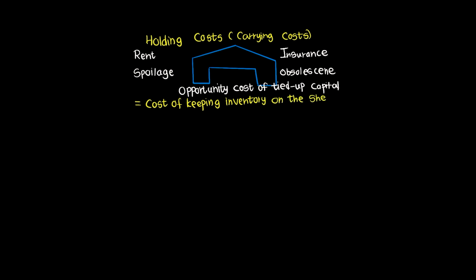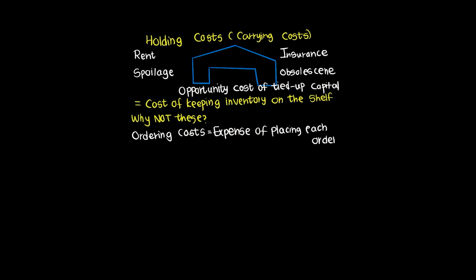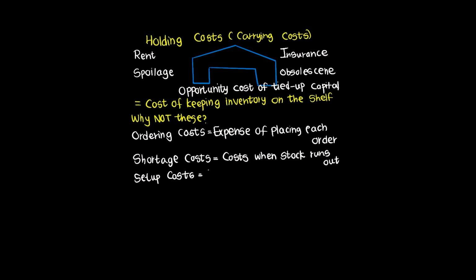All holding costs. Ordering costs are the expenses of placing a purchase order: paperwork, communication, receiving inspection. Those hit every time you order, not while inventory sits in the warehouse. Shortage costs happen when you run out: lost sales, backorder expenses, unhappy customers. The opposite problem from having too much inventory. Setup costs are incurred in manufacturing when you change over equipment to produce a different product. That is a production line expense, not a warehousing expense.